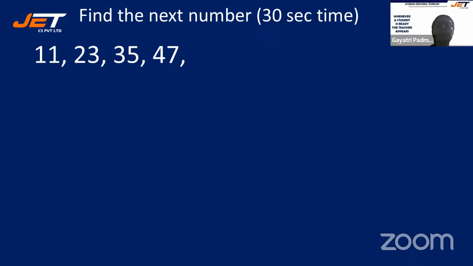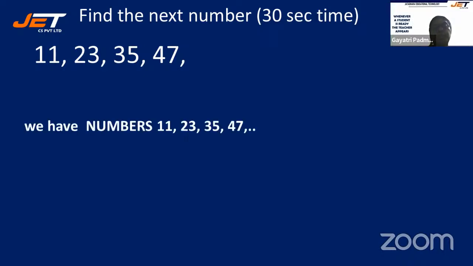Find the next number. 30 seconds time would be given, not more than that, students. Yes. See, the first set of numbers is 11, 23, 35, 47, right? Now, let's try to find out the relation of the first number with that of the second number. Now, if you add 12 to the first number, we get 23. That is 11 plus 12 is 23.